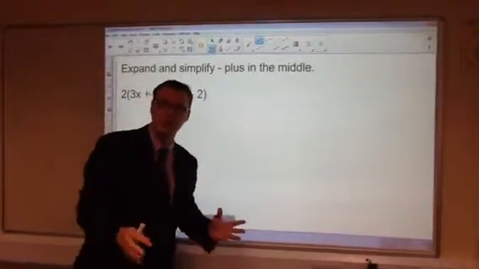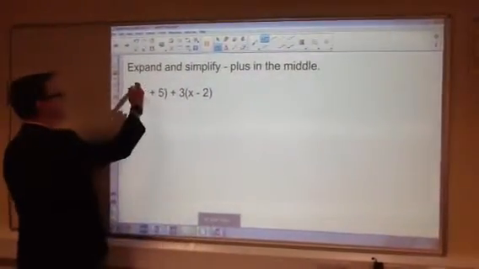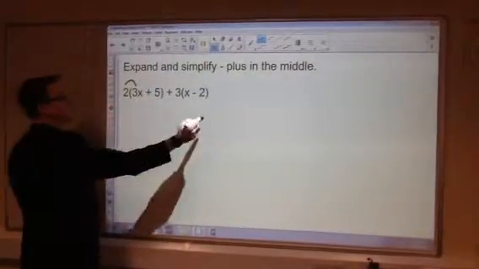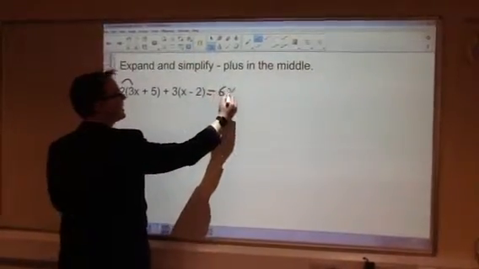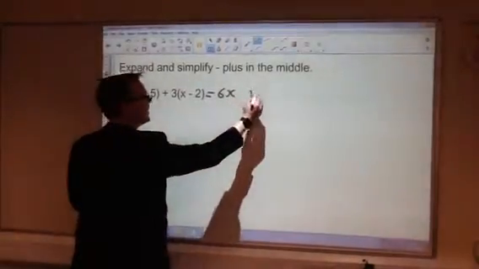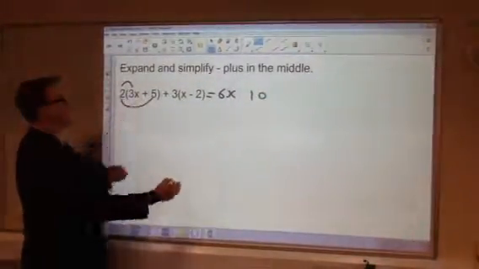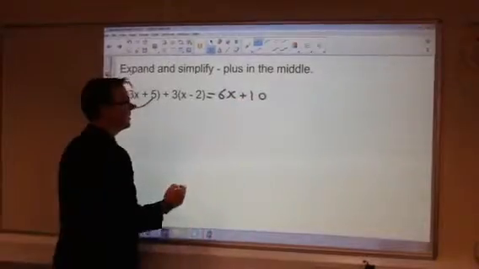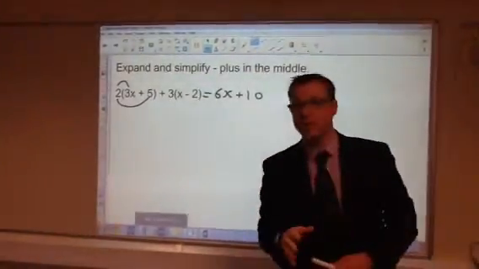There's a separate video on that if you need to see, but we're going to expand this first set of brackets first. 2 times 3x is 6x, and then 2 times 5 is 10, and because there's a plus in the middle here, we pop a plus in the middle there. So we get 6x plus 10 for the first bracket.